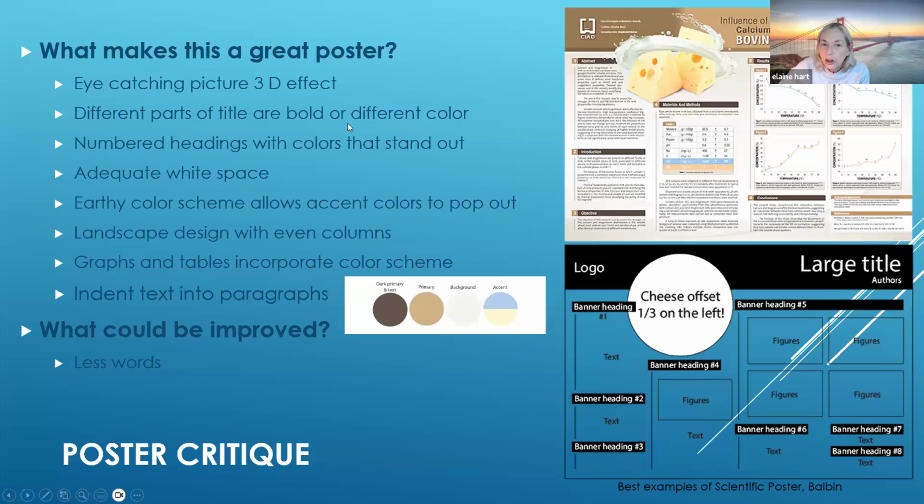Different parts of the title are bold or in a different color. Okay, so you can see that here. This is the main point they want to get across. And so that's bigger and in a different color, bovine cheese making milk. And here's the color scheme. This is a really nice earthy color scheme that allows the accent colors to pop out. They've got numbered headings with colors that stand out. Look at these. I really like these. These are excellent. They've got numbers so you can easily follow where you're supposed to go.